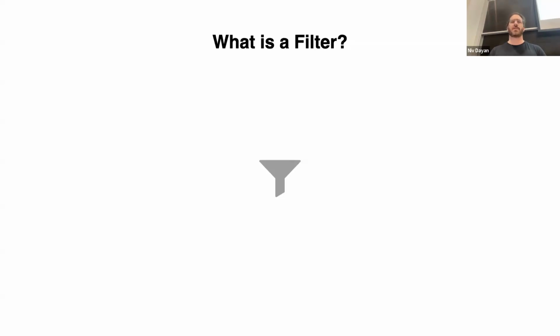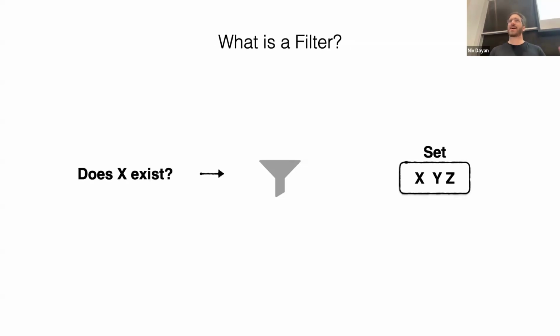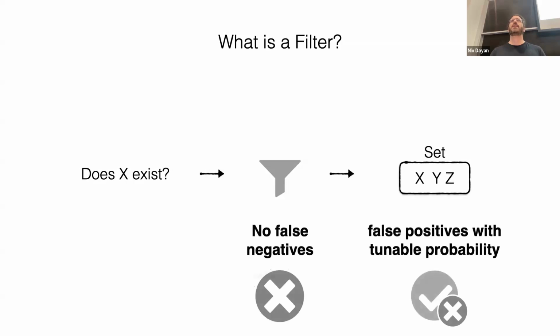Okay, what is a filter? A filter is a compact data structure that provides an approximate representation for keys in a set. You can ask it whether a given key exists, and the filter will tell you true if a key exists, but if a key does not exist, you might get a true or a false positive. And you'll get a false positive with a given probability.